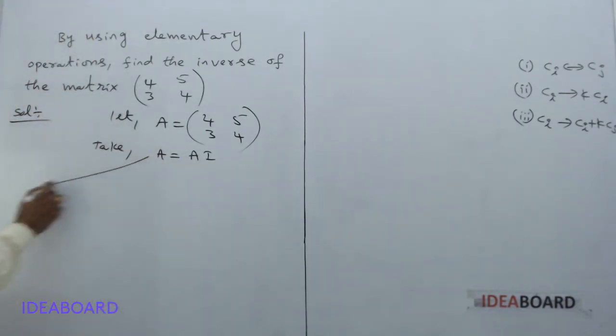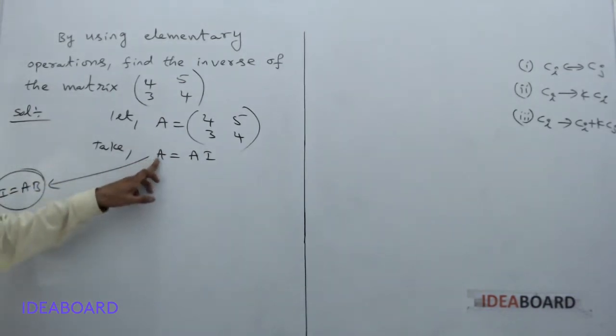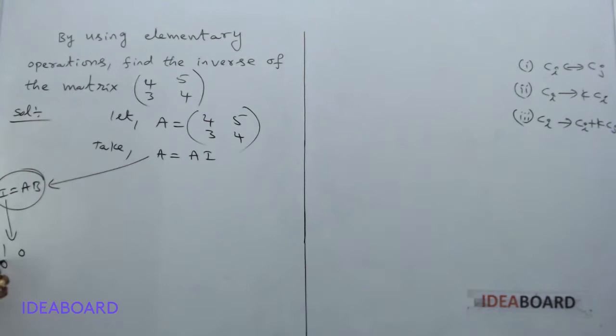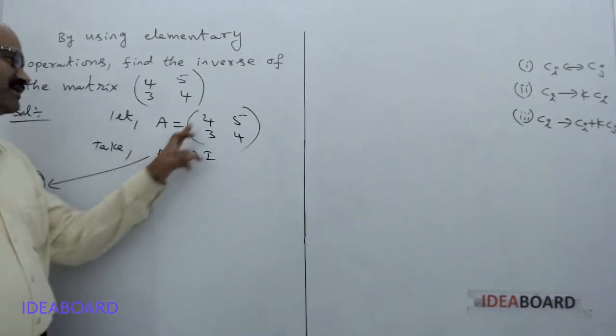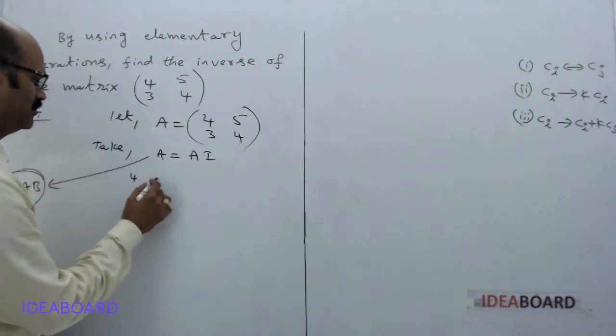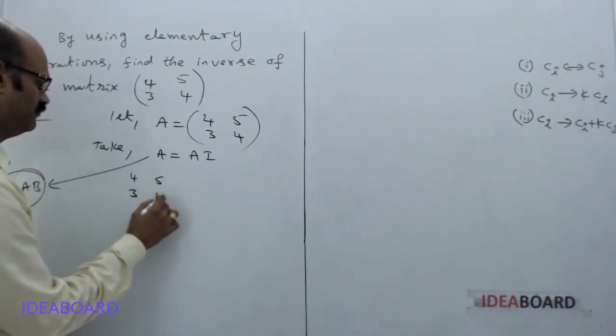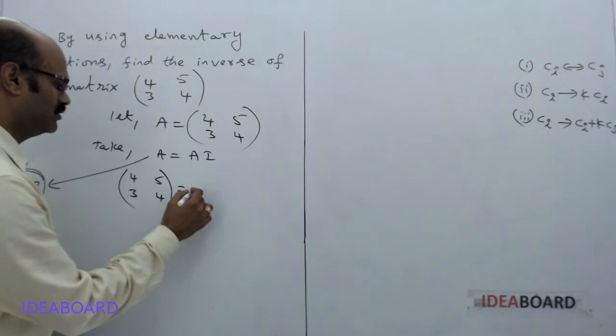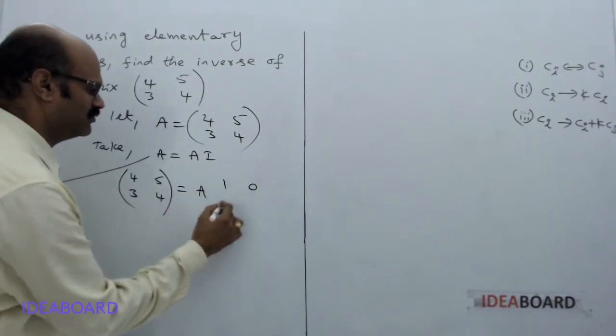Now we should convert this equation into the form I equal to AB. In the place of A, we have to get the matrix I, the identity matrix [1, 0; 0, 1]. Then we say that this B is said to be the inverse of this matrix A. Now here, let me take the matrix A equal to [4, 5; 3, 4] equal to A into [1, 0; 0, 1].